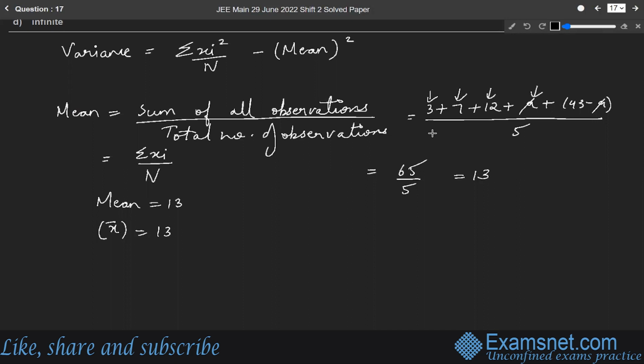Now let us calculate the variance. What is the variance? Variance is summation of xi square, means the sum of the squares of all these numbers. What are the numbers? 3. So what is 3 square? 9. Plus 7. What is 7 square? 49. Right? Plus 12 square, 144. Plus a square and plus 43 minus a whole square. Right? This is summation of xi square.